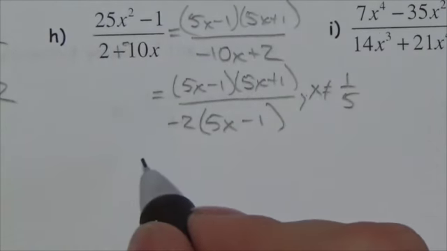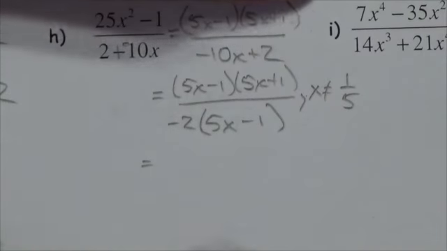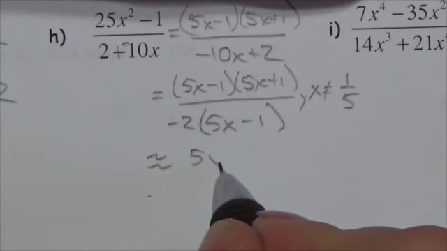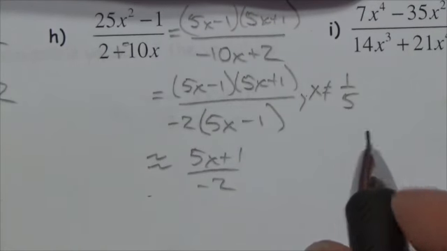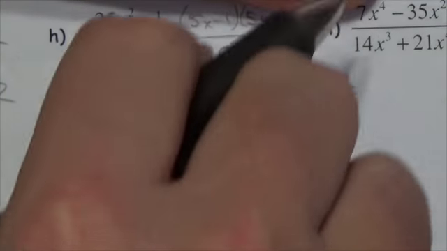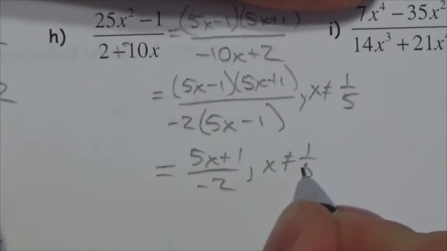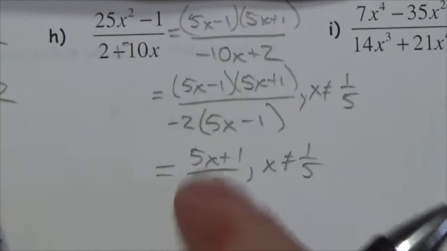Those are going to cancel. And this is going to be equivalent to 5x plus 1 over negative 2. I make it equal as long as I include that x can't equal 1/5. And now they're equivalent here.